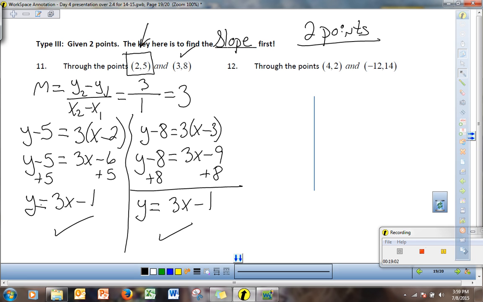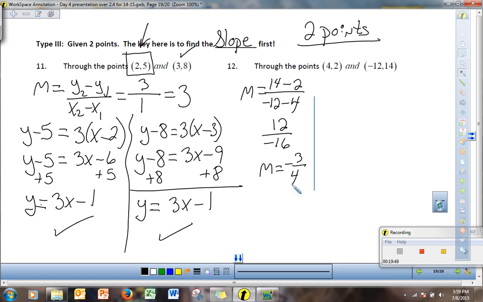So here's number 12 and number 13 coming your way. So number 12, what I need to do first is find the slope. So I'm going to go 14 minus 2 over negative 12 minus 4. 14 minus 2 is 12 over negative 12 minus 4, be careful, negative 16. But that'll reduce. 4 goes into both of them. So my slope is going to be negative 3/4. So there's my slope.